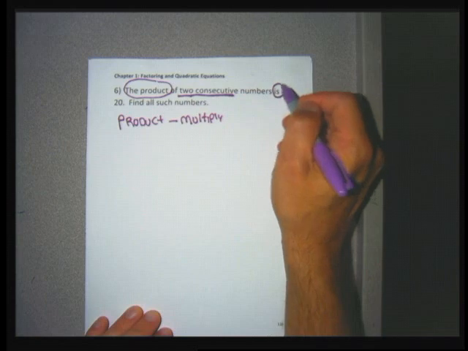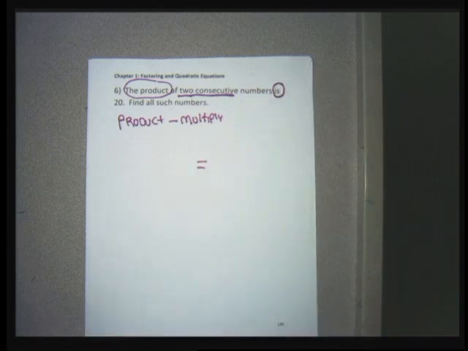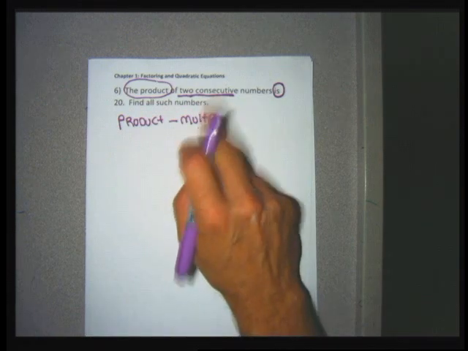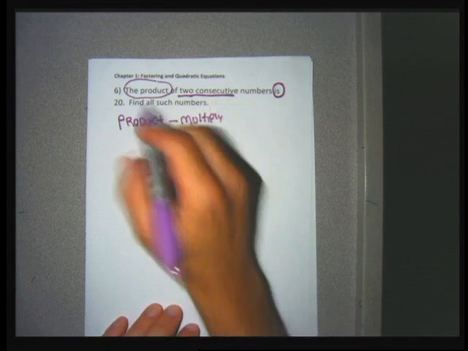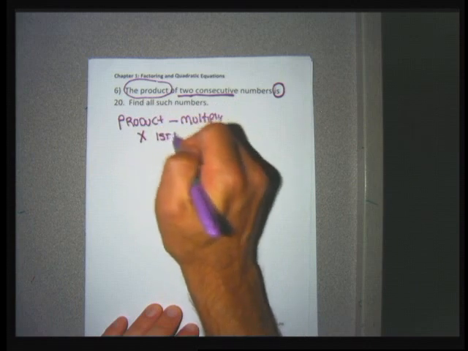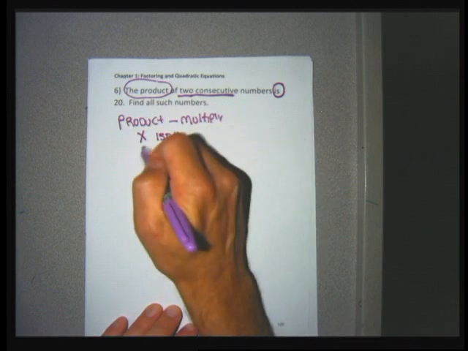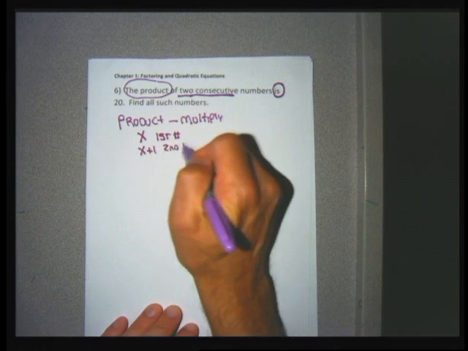And then I see that word is. The word is going to be my equal sign. So to the left of the equal sign, I need to multiply. And what do I need to multiply? I need to multiply 2 consecutive numbers. And for 2 consecutive numbers, I'm going to call x the first number and x plus 1 the second number.